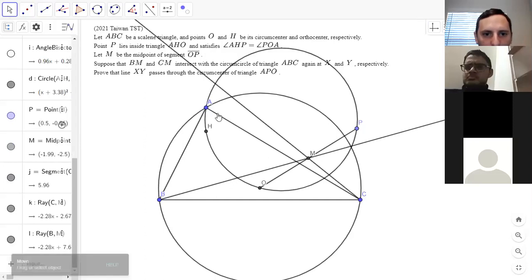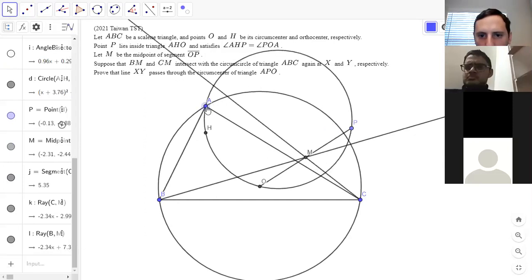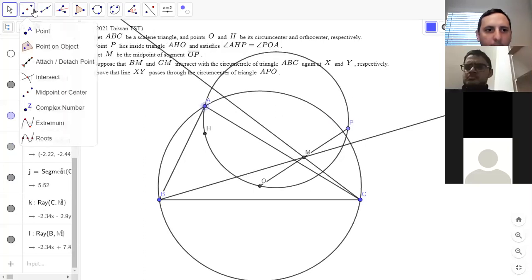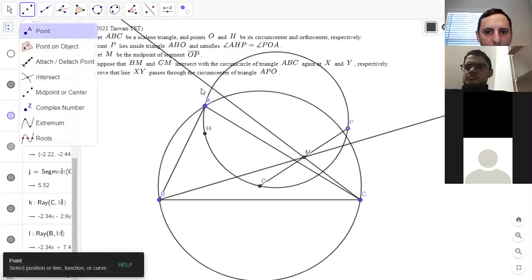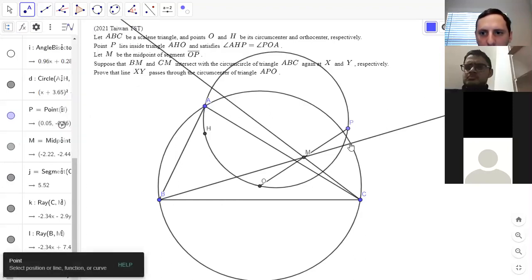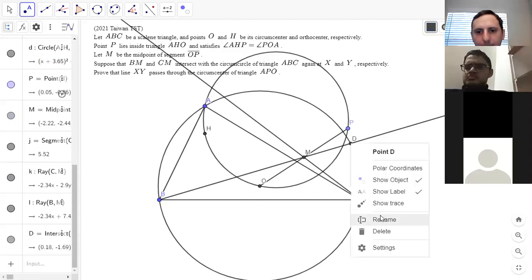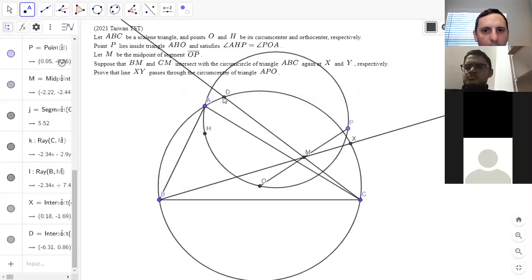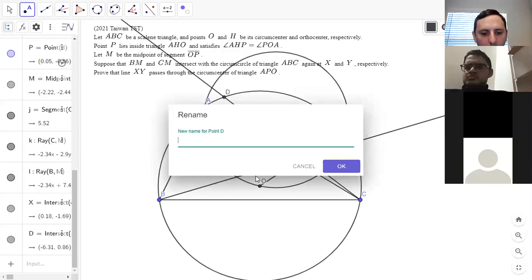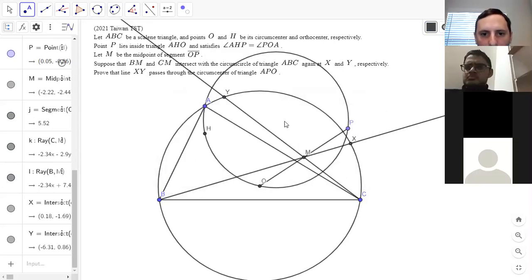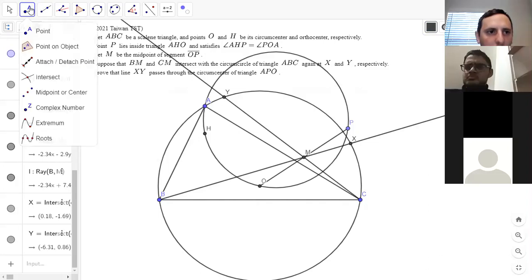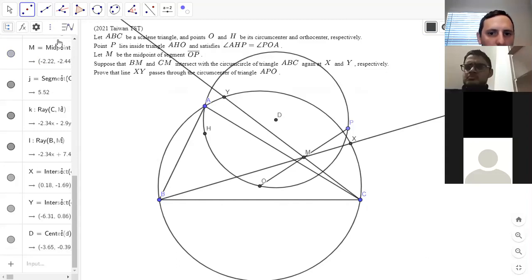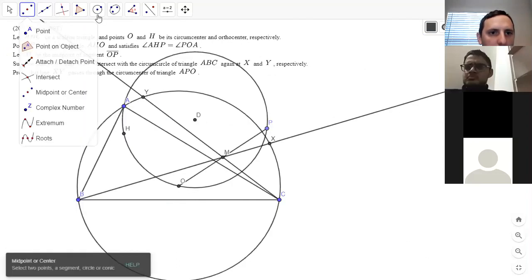Let me move that away a little bit so it doesn't look like they concur. Maybe like that. So BM intersects it at X, and CM intersects it at Y. And we want to show that XY passes through the circumcenter, the center of that circle. Yeah, this doesn't look like a hard problem, but let's see.